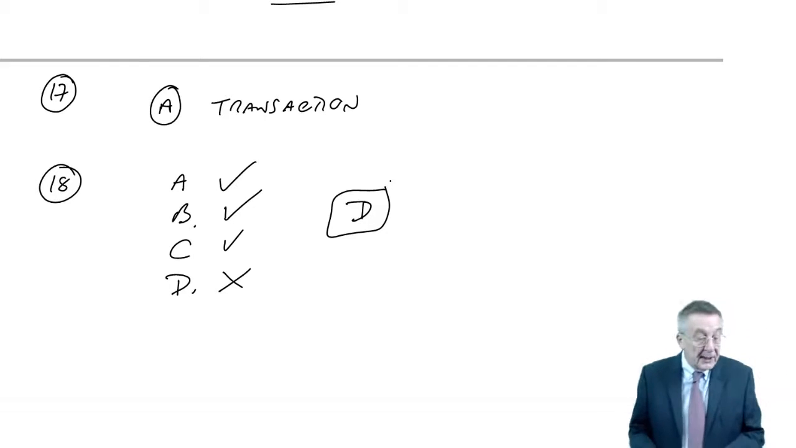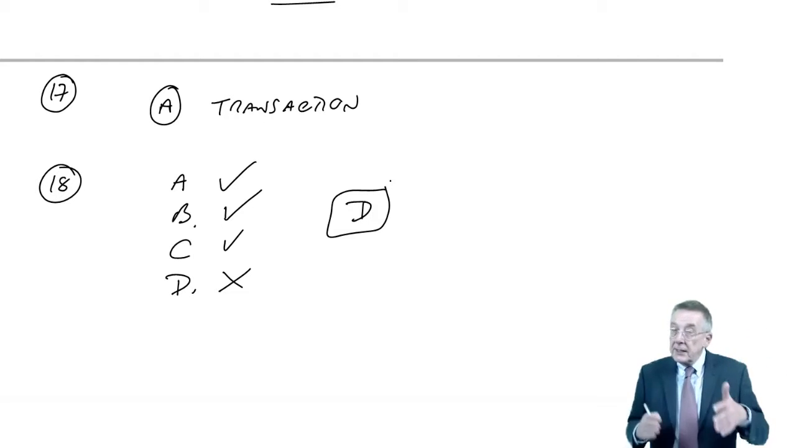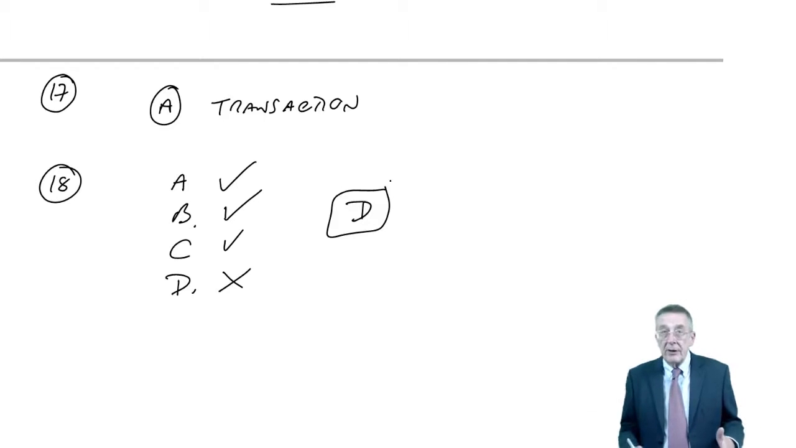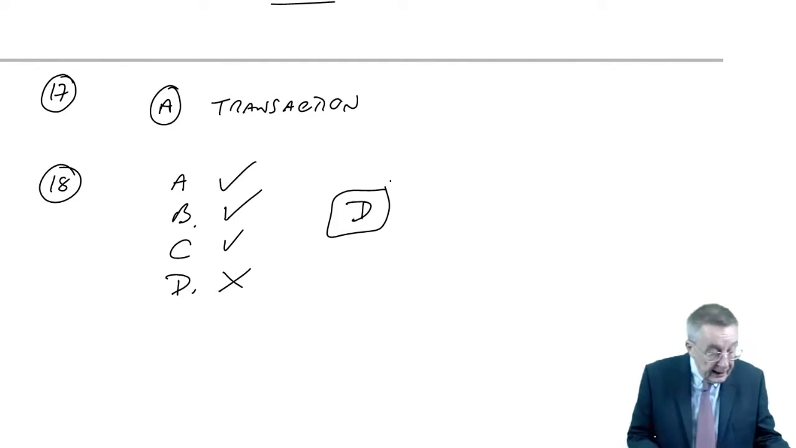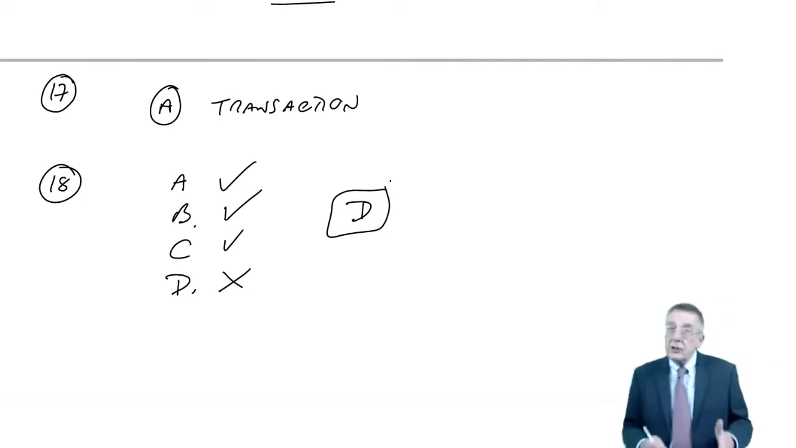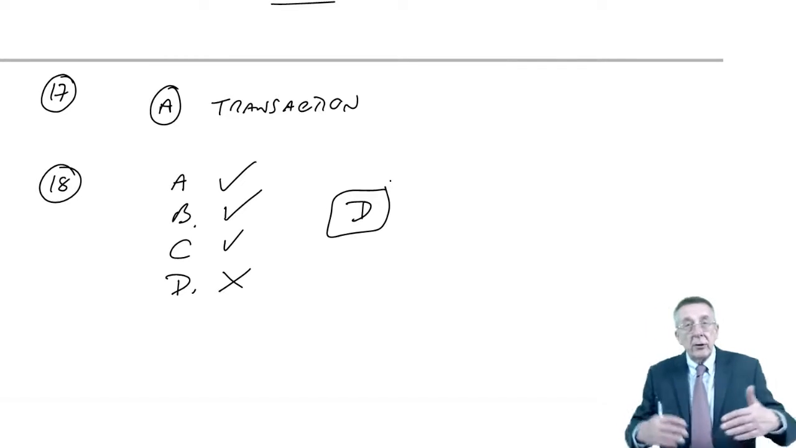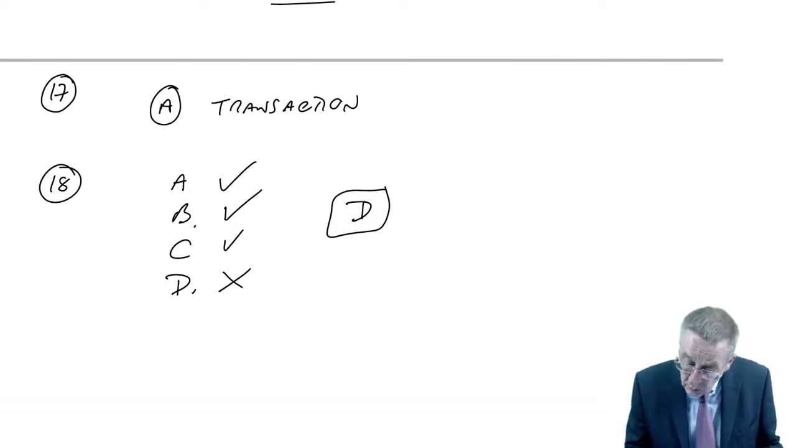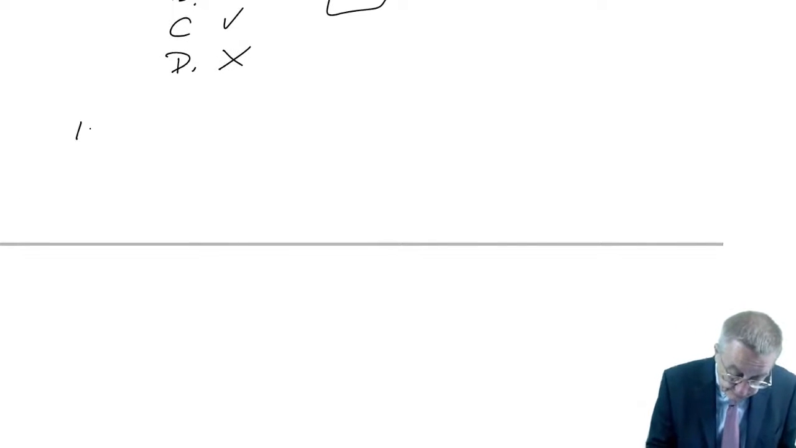So these balance out, incidentally. 16 takes a few minutes because there are calculations involved. The 17 and 18 should both have been pretty quick, and yet they're all 2 marks. What about 19?